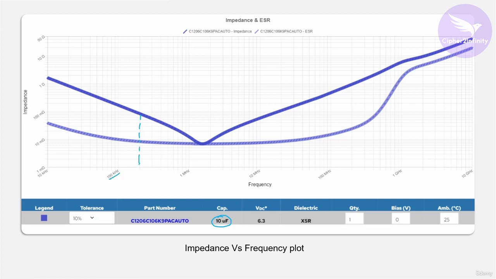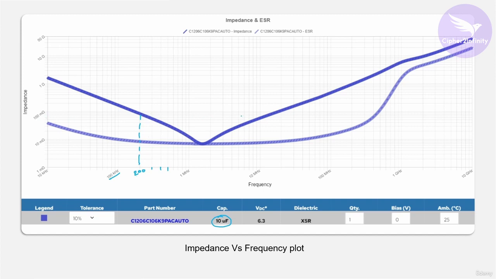So this is basically a logarithmic plot. So this is going to be 200 kilohertz. This one is 300 kilohertz. This one is 400, 500, 600, 700 kilohertz likewise. So 100 milliohms impedance is available at 200 kilohertz.